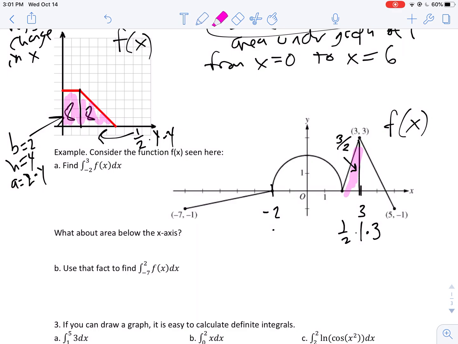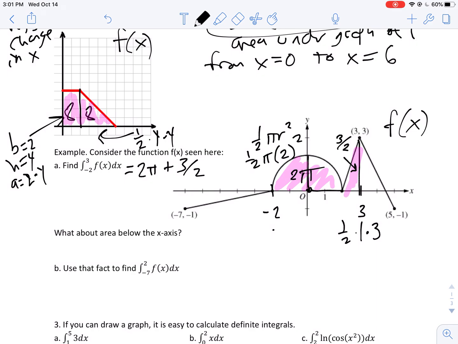What about this semicircle in here? What is the area of that semicircle? Well, we know the area of a circle is pi r squared. So this is half of pi r squared. Okay, well, what's the radius? Well, the center is the origin, and we go 2 units right or up. So the area of that is 1/2 pi times 2 squared, or just 2 pi. So if I add those together, that area there is 2 pi plus 3/2.